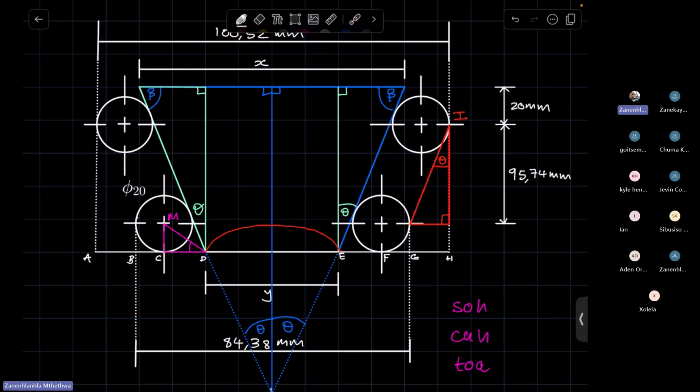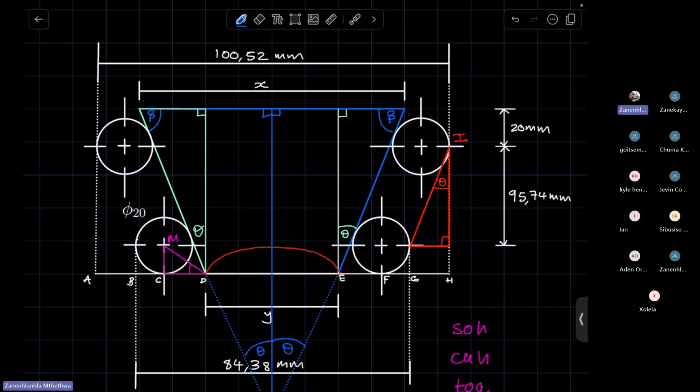So if we name this N and call this O, the measurement of NO is exactly equal to this measurement. So you can name this NO as well, because as we've established, this measurement is exactly equal to that one. If you can get this measurement, then you'll be able to get x, because we've established that this is equal to that, and we know ON. This measurement we know is equal to y. So we are going to calculate this measurement NO using this triangle.